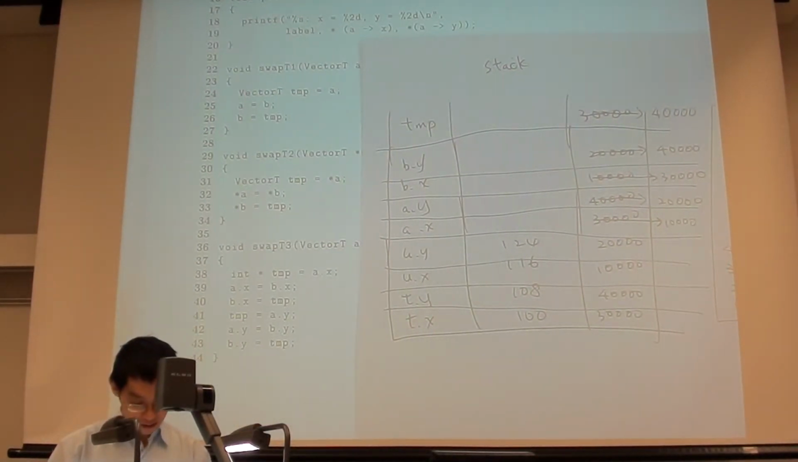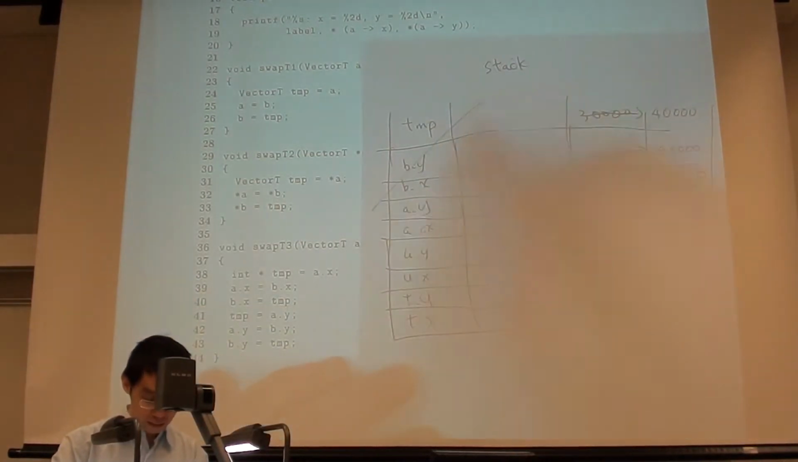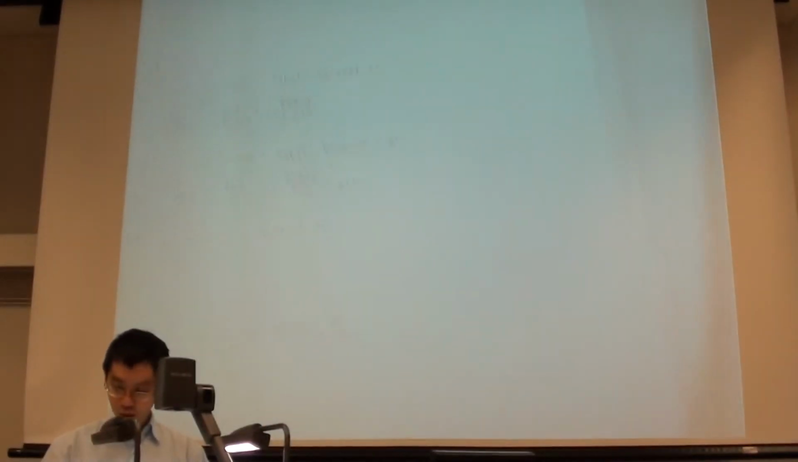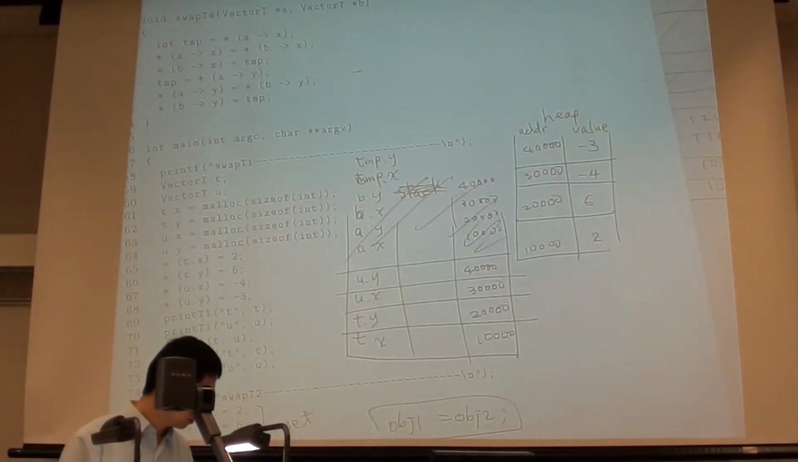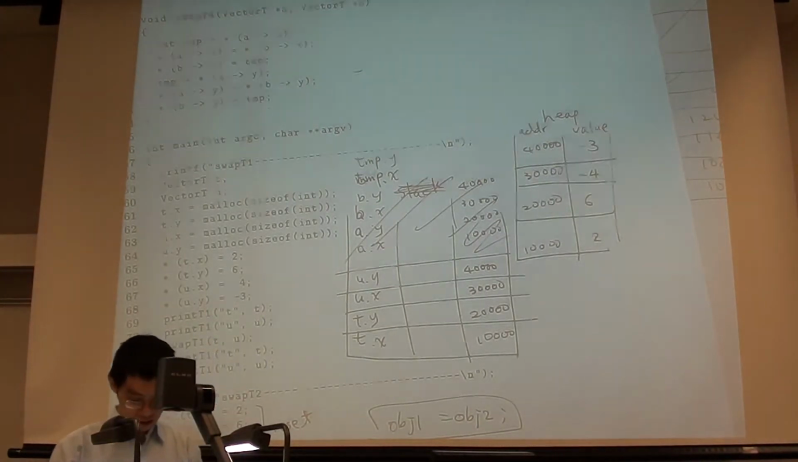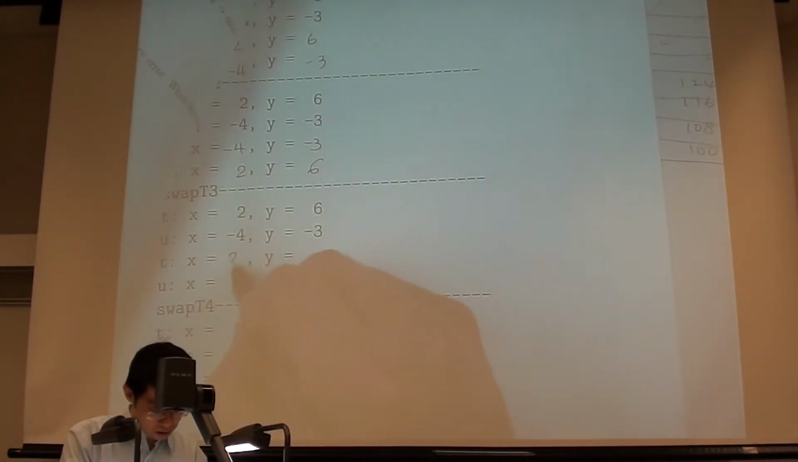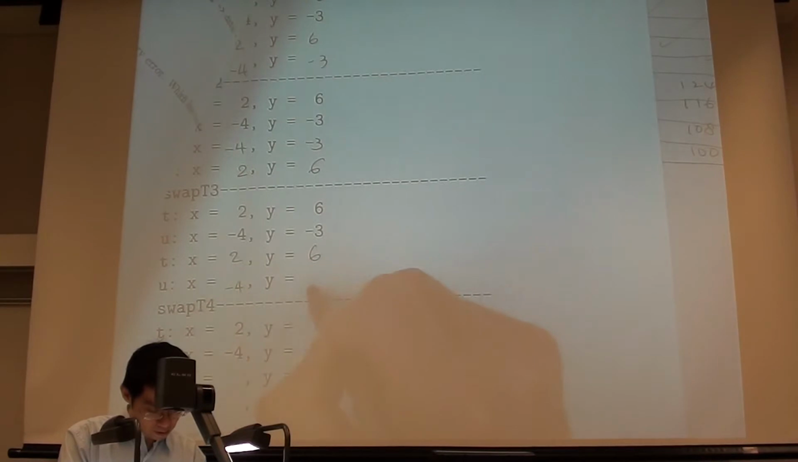When the function ends, everything here gets popped. When you print, you still print 2, 6, minus 4, minus 3. So it's not changed. 2, 6, minus 4, minus 3.